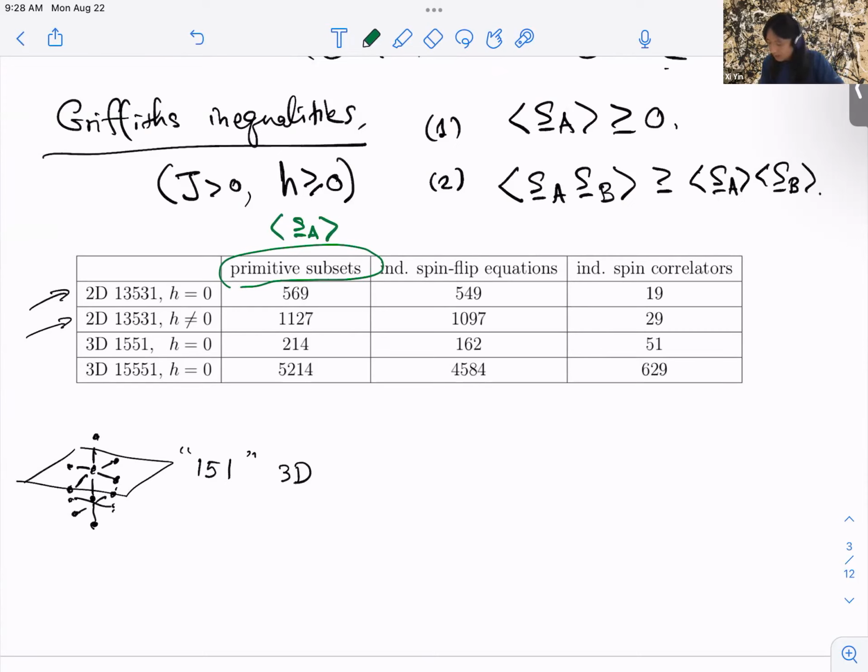Now, the spin flip equations, you get a bunch by taking every subset A in this region, and you do a spin flip somewhere. So there's a ton of equations.